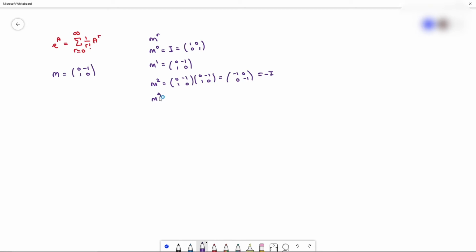M cubed. M cubed is basically M squared times M, and minus I times M is just going to give us minus M. And if we multiply that by M, to the power of 4, we're just going to get I again, because M squared is minus I, and minus of minus I is just I. So it repeats every 4 terms.